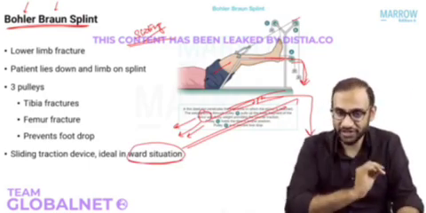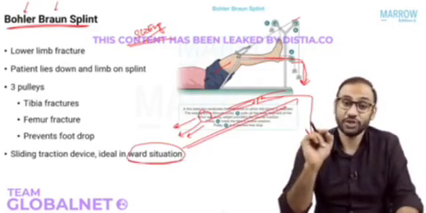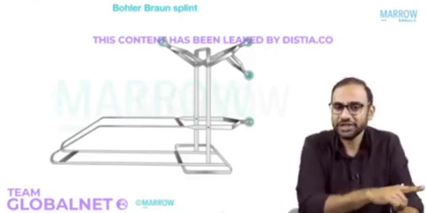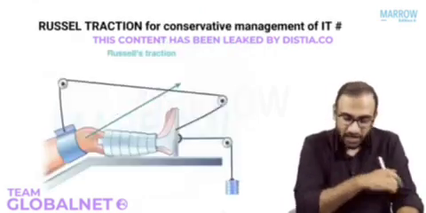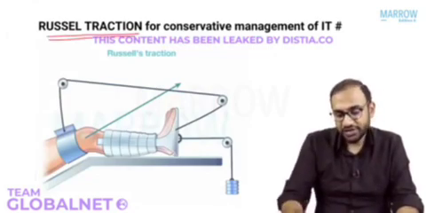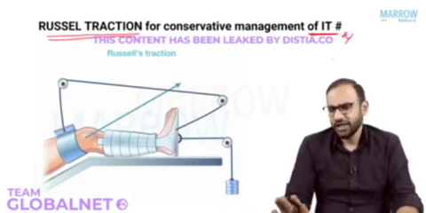Thomas splint is a fixed reduction device. Bowler and Brown splint is a sliding reduction or a balanced traction device. So Thomas splint is a fixed traction device and Bowler and Brown splint is a sliding or a balanced traction device. Another example of sliding or balanced traction device is Russell's traction, which is used for intertrochanteric fractures of the femur, and this was asked as an MCQ.